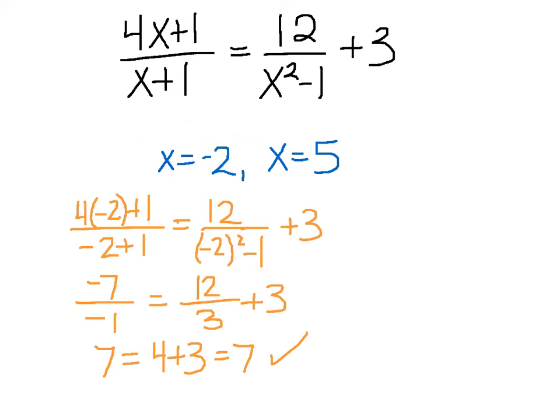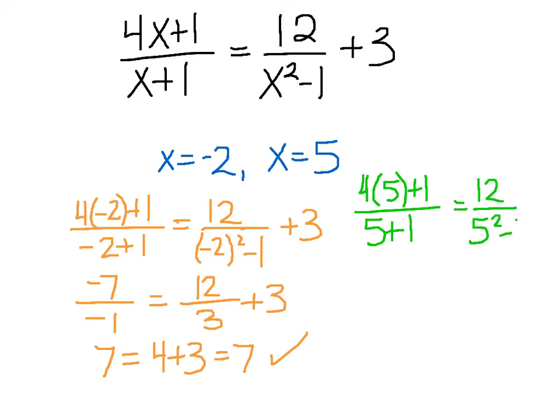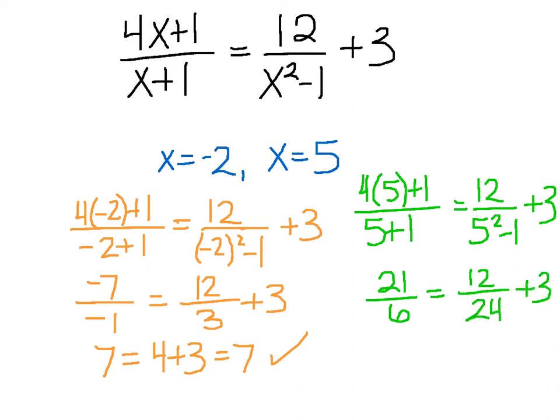Now let's look at x equals 5. 4 times 5 plus 1 over 5 plus 1 equals 12 over 5 squared minus 1 plus 3. This gives us 4 times 5 is 20 plus 1 is 21 over 6 equals 12 over 5 squared is 25 minus 1 is 24 plus 3. 21 over 6, that simplifies to, if I divide it by 3, 7 over 3. And then I have 12 over 24, which is 1 half, plus 3.